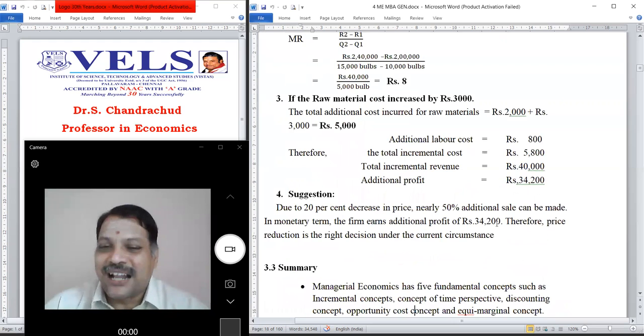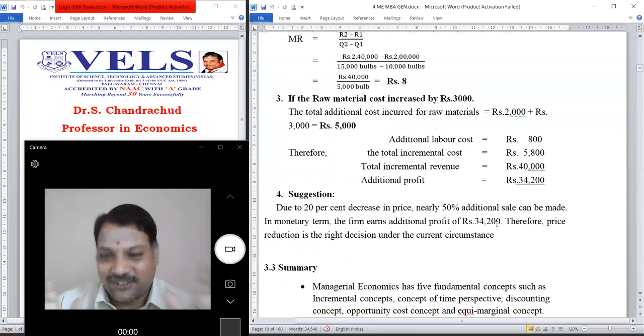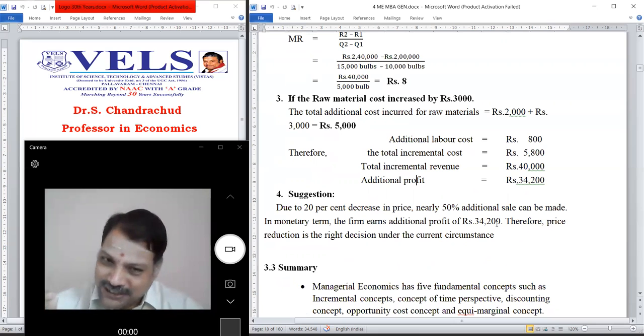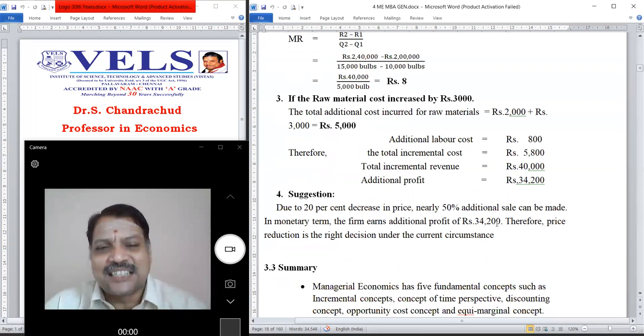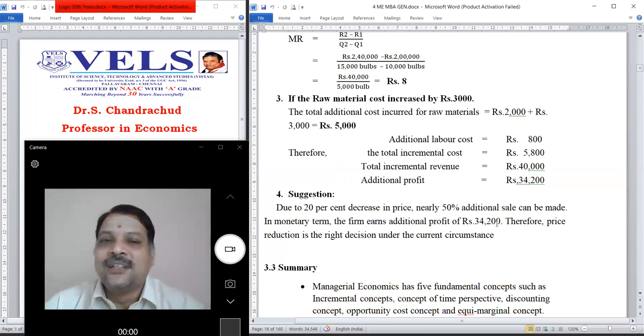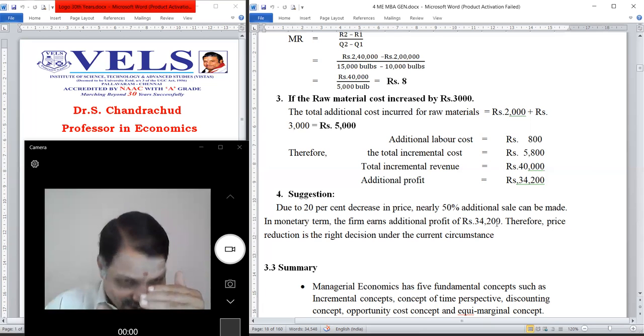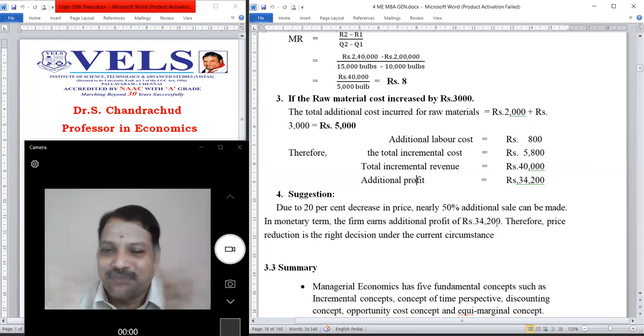Now coming to the last question, they are asking us to suggest whether this price reduction is needed or not. Due to a 20% reduction in price, nearly 50% additional sales have been made. In monetary terms, the firm earns an additional profit of about rupees 34,200, but its incurring cost is only 5,800. Definitely, the price reduction is a right decision under the current circumstances. So when they ask this particular case study, first you should define what is incremental revenue, what is marginal revenue per unit, what we mean by raw material cost and labor cost. Explain that, and if you answer in this manner, you can score all 20 marks in the case study.